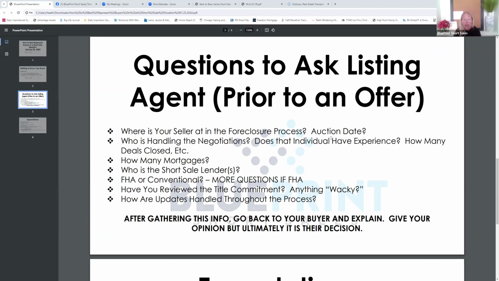And then also, how are updates handled throughout the process? My team, we call two days a week, and we call at the same time. Our schedule for lender updates has been the same for 17 years.